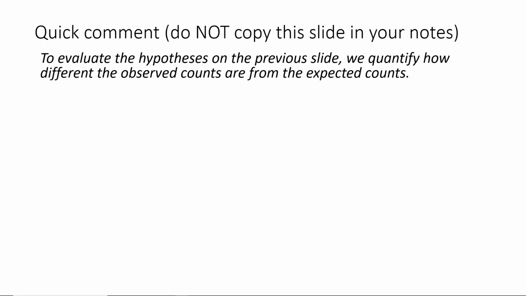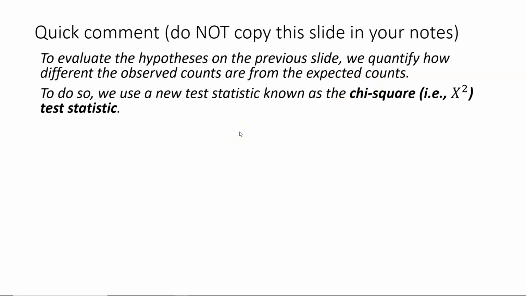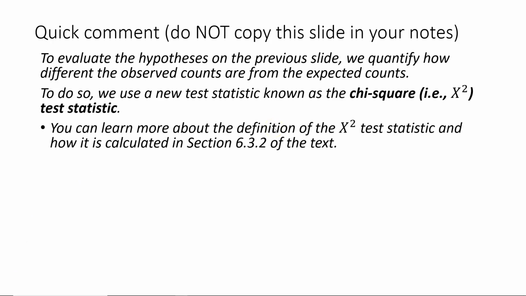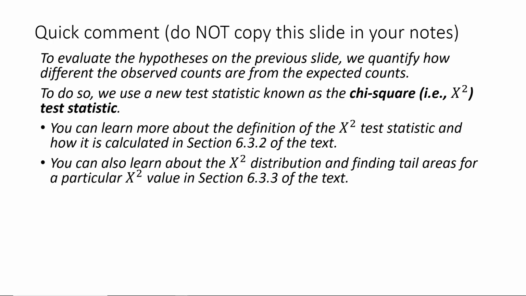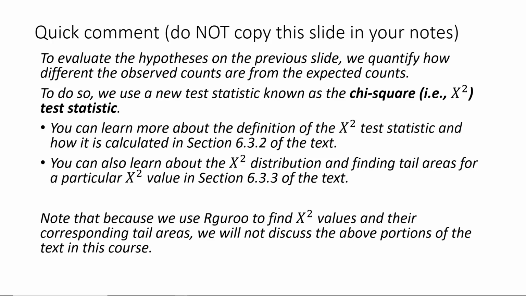Let me close with one more quick comment that you do not need to put on your notes. To evaluate the hypotheses on the previous slide, we quantify how different the observed counts are from the expected counts. To do so, we use a new test statistic known as the chi-square test statistic. Note that you can learn more about the definition of the chi-square test statistic and how it's calculated in section 6.3.2 of the textbook. Also, you can learn about the chi-square distribution and finding tail areas for a particular chi-square value in section 6.3.3 of the textbook. Now, because we are using our guru to find chi-squared values and their corresponding tail areas, we will not discuss the above portions of the textbook in this course.